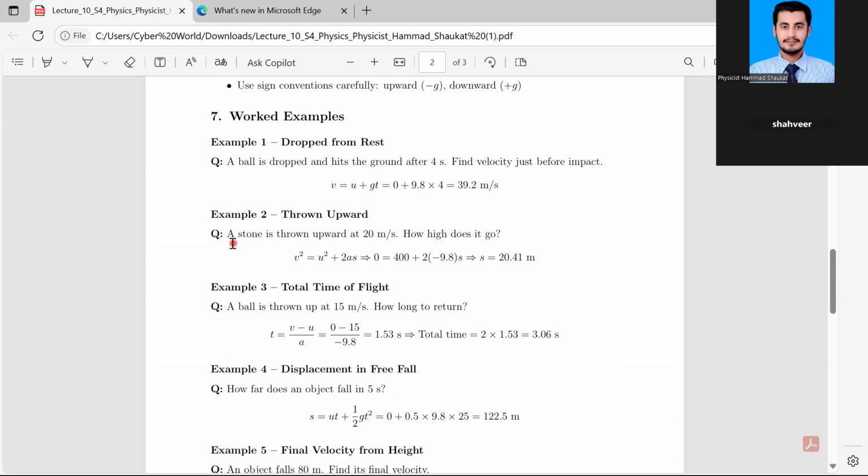What things are given in the problem? A stone is thrown upward at 20 meters per second. So is this the initial velocity or the final velocity? A stone is thrown upward at 20 meters per second. So this 20 meters per second is the initial velocity, because you have to throw the stone upward. The stone does not go upward by itself. You must provide some external force, right? If you are dropping something, do you need any external force to drop something?